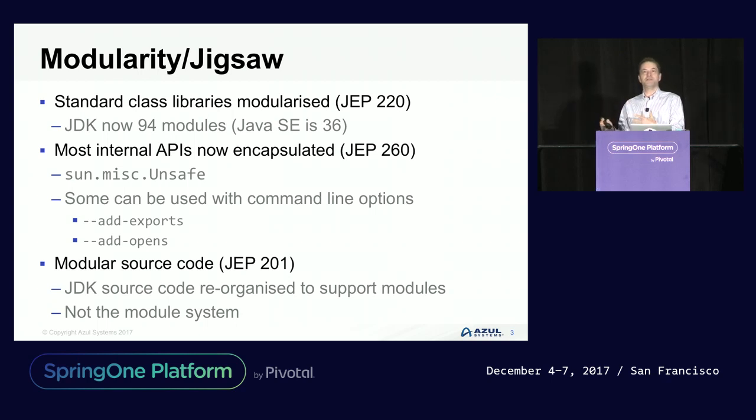Because lots of these third-party libraries and frameworks do use it. So there are some things that we need to be aware about in terms of how you can use these internal APIs. Like I said, the original decision was to encapsulate them and do away with them completely. But that was going to break a lot of backwards compatibility, so the designers decided, okay, we will allow people to gain access to them in a controlled way.